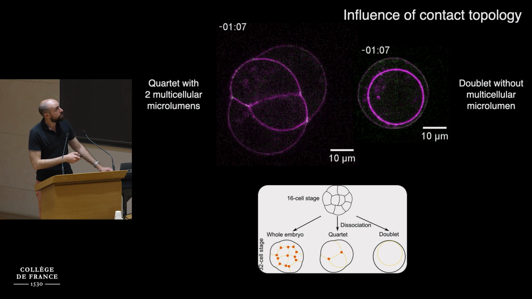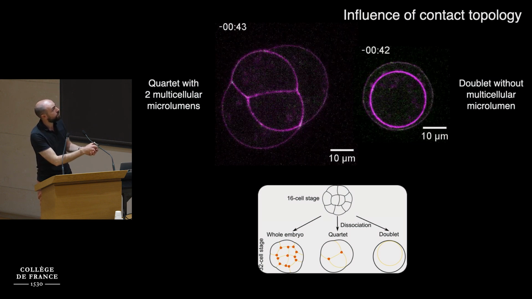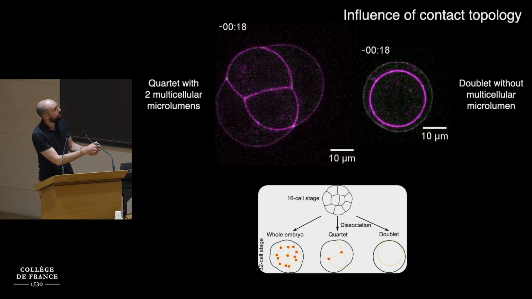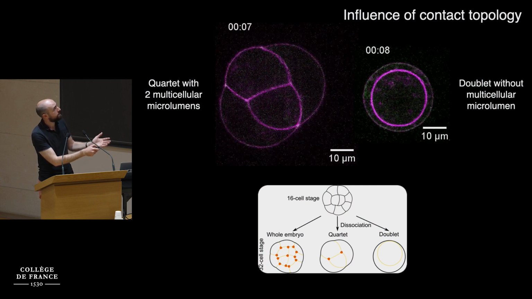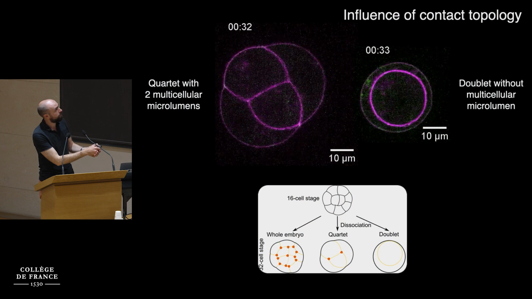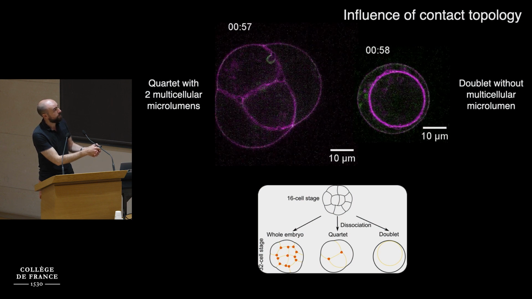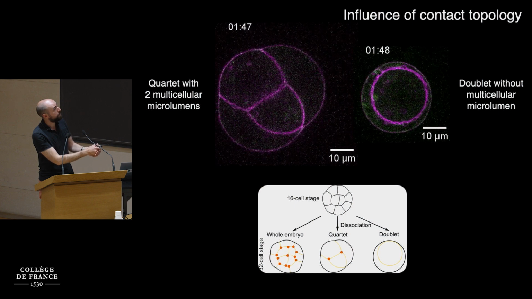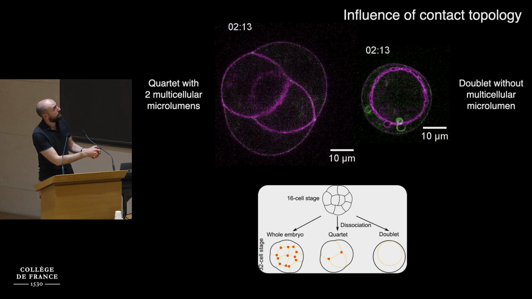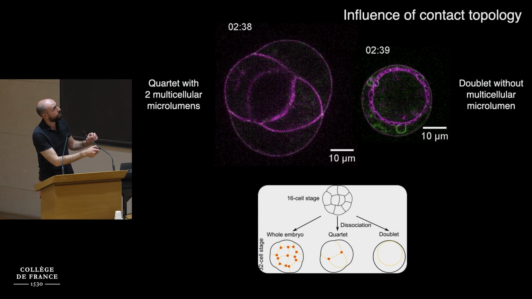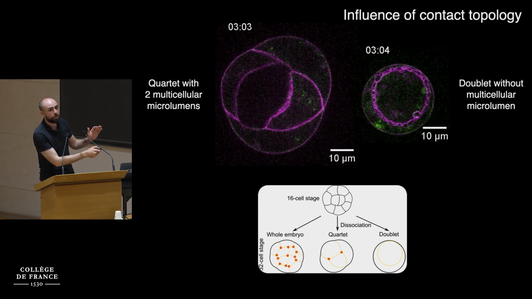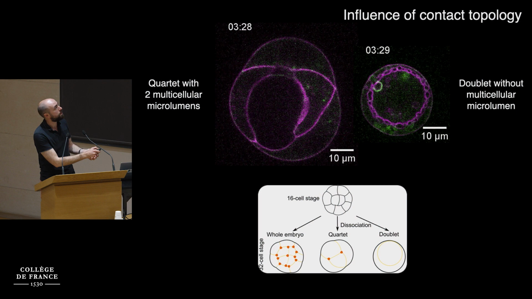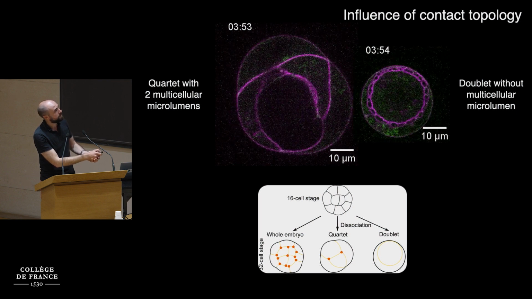When we look at those quartets and doublets, this is what we see. We have quartets with 2 multicellular microlumens, one here and one here. You will see that they will start to form microlumens everywhere. They will start to form blebs. And then a lumen will appear somewhere below, and the blebs are stopped, and this is done. So it's a quick process because it's a small system. You don't have so many microlumens to deal with. And then in the meantime, you have this guy here.